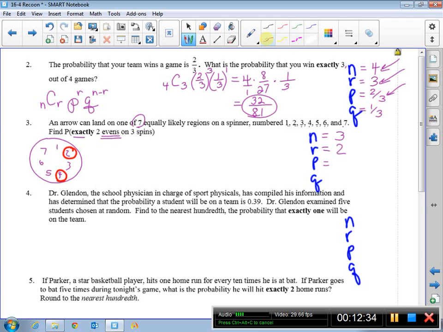2 is even, 4 is even, and 6 is even. So for that simple probability, the probability of landing on even is 3 out of 7. How about not even? 4 out of 7. Remember, once again, these add up to 1. They're complements. All right, let's throw it into the formula from the top. 3 choose 2. 3/7 to that same 2, because you're looking for 2 events to be landing on even. 4/7 to the, well, if I wanted to land on even 2 times, then I'm looking for it to land on odd out of 3 spins 1 time.